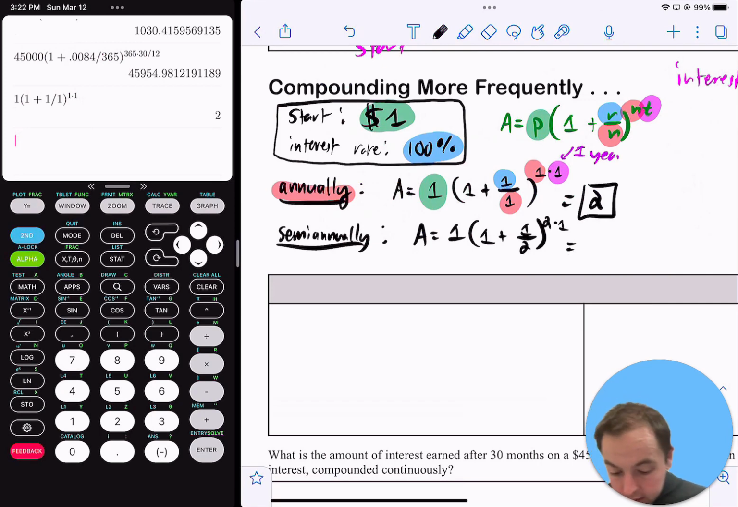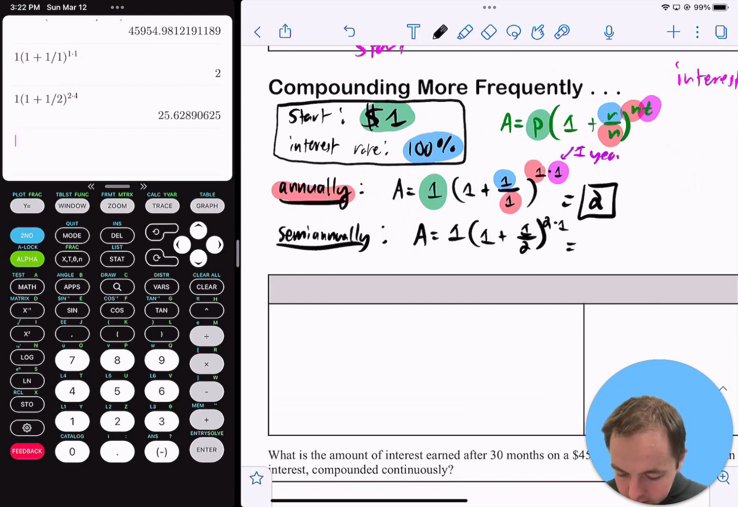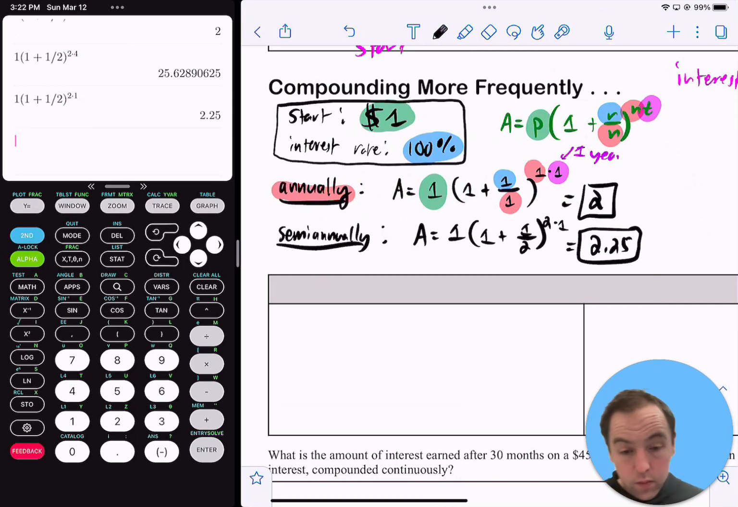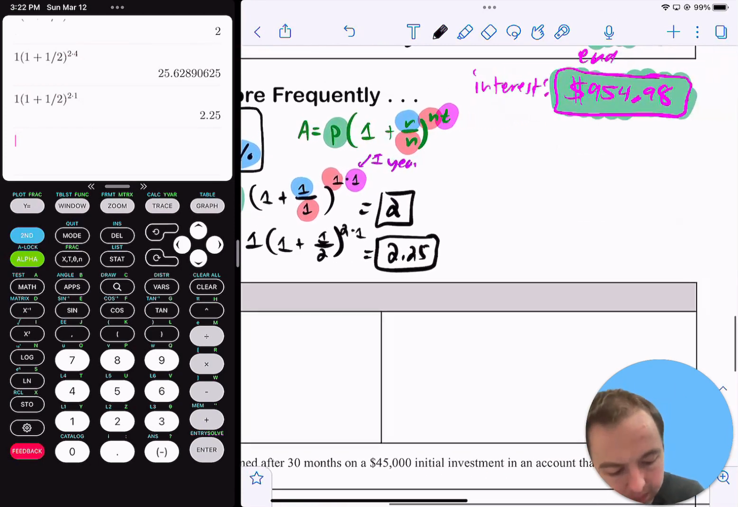So now if we make these adjustments, we end up doing 1 plus 1/2, and that's going to be raised to the 2 times 1. I didn't type that in right, so let me type it in correctly. Okay, that's the correct typing of it. It gives us $2.25. So as we expected, when we compounded more frequently, semi-annually, we got a lot more money, right? So I really want to step this up a little bit more in terms of frequency.